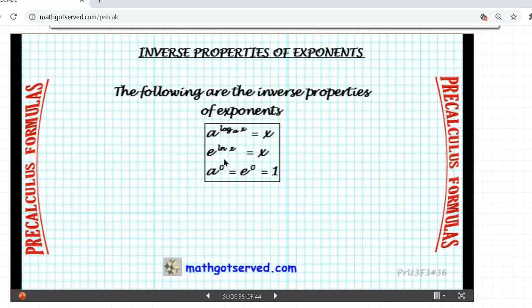The same applies to the exponential function here, the natural logarithm situation. So we know that the natural logarithm has a base of e, the natural base. So since the base of this exponent is also e, the same cancellation effect happens, and we're left with x.